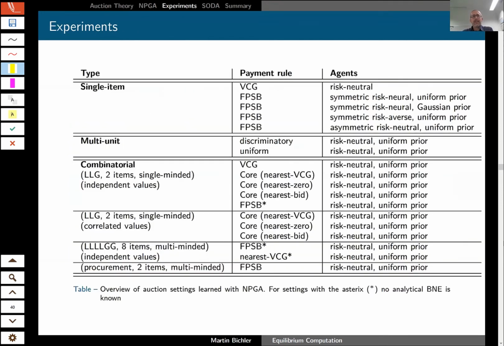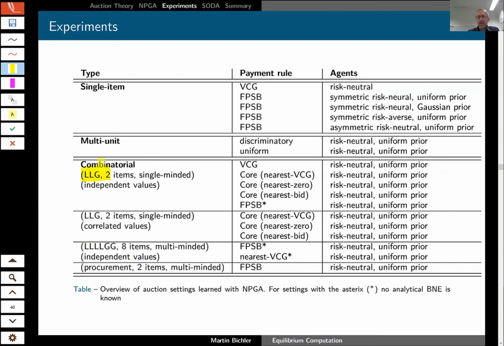So here is a bit of an overview of the types of experiments we ran. We looked into single item auctions, multi-unit auctions, and combinatorial auctions. For the single item auctions, we looked primarily into first price Hilbert auctions. VCG is kind of trivial, and we looked into symmetric games and asymmetric games, risk averse, risk neutral, and different types of priors like Gaussian and uniform priors. For the multi-unit auctions, we looked at different payment functions, discriminatory and uniform. And then we also looked at combinatorial auctions, in particular, the well-known local global model.